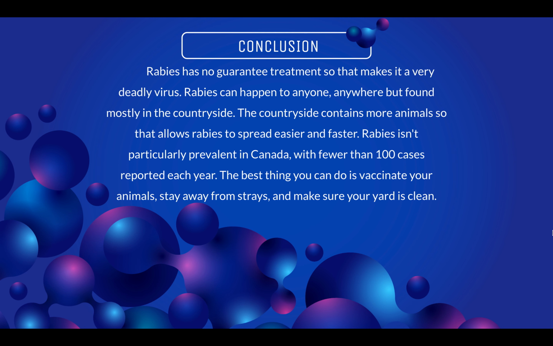In conclusion, rabies has no guaranteed treatment, so it makes it a very deadly virus. Rabies can happen to anyone and anywhere, but is found mostly in the countryside. The countryside contains more animals, so that allows rabies to spread easier and faster. Rabies isn't particularly prevalent in Canada, with fewer than 100 cases reported each year. The best thing you can do is vaccinate your animals, stay away from strays, and make sure your yard is clean.